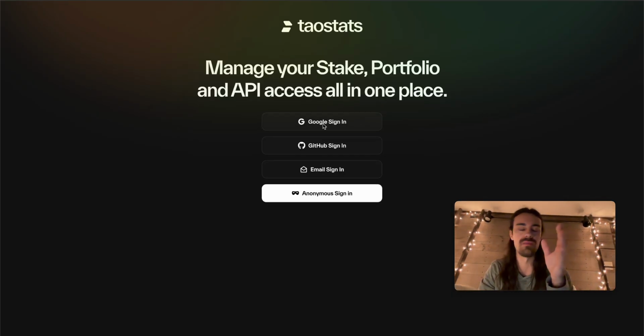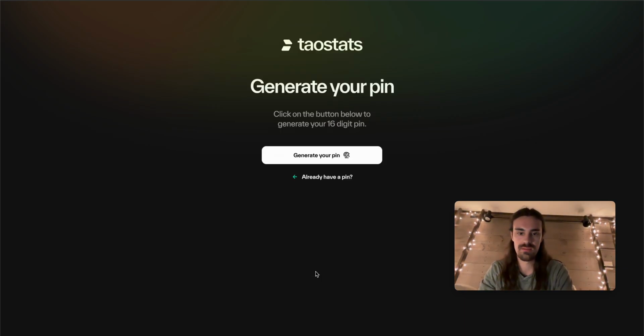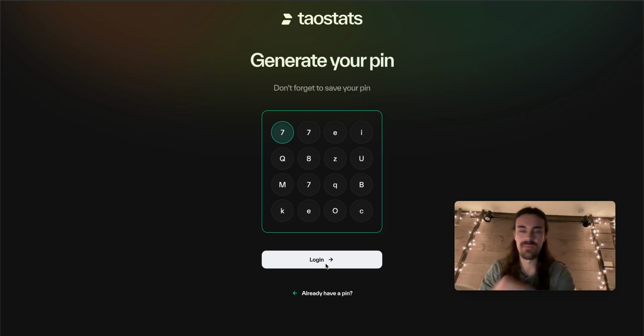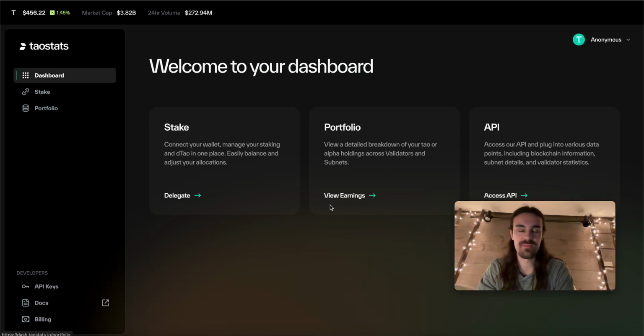You can sign in. You can use your email, GitHub, I guess. I'm going to just do anonymous. Oh, it's like a pin. I'm like, when do I have a pin? So don't save this. This is just anonymous. I don't know, skip that. This is literally just to show you guys the dashboard.